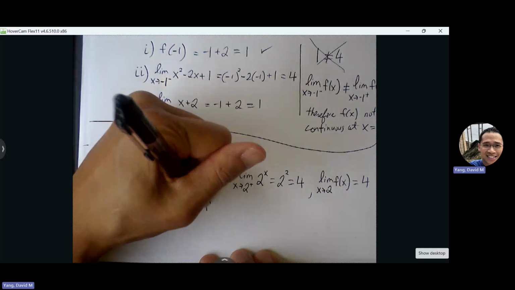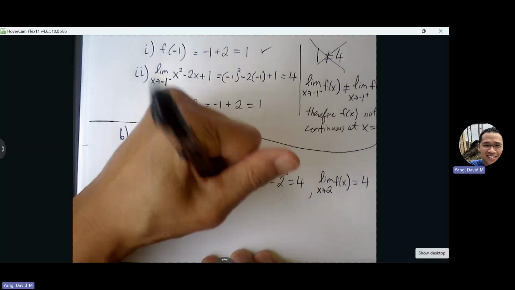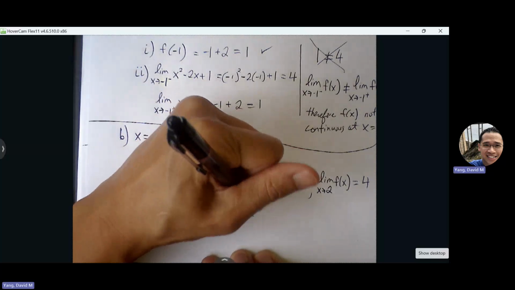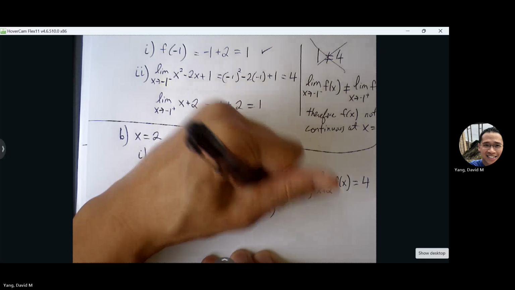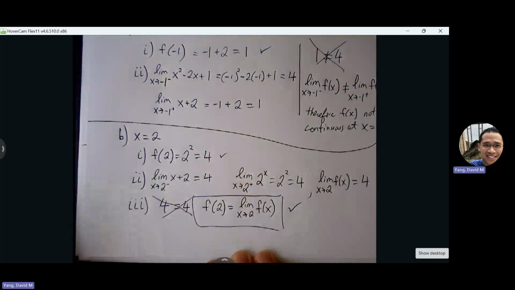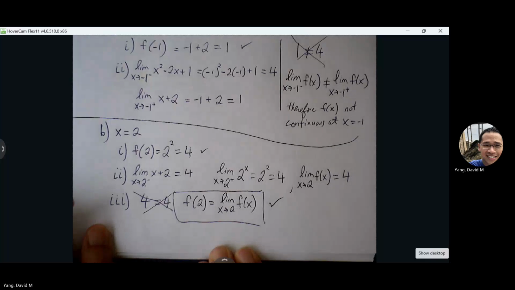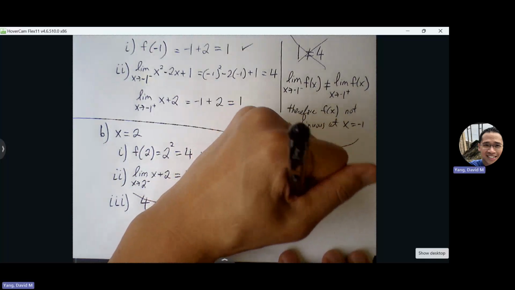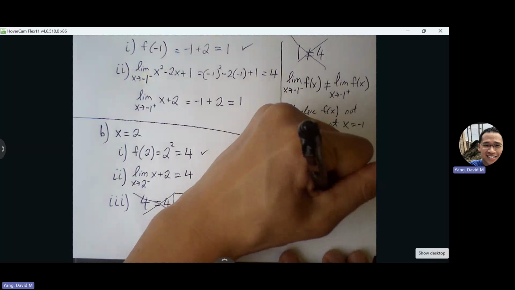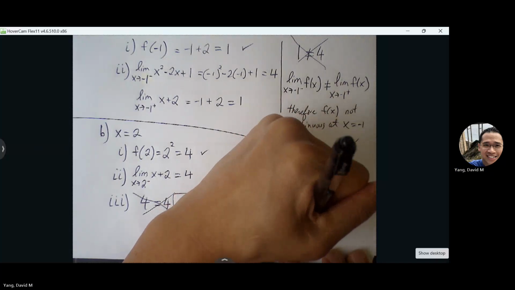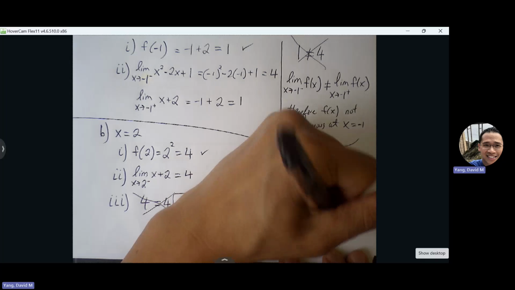I want you to write f of 2 is equal to the limit as x approaches 2 of f of x. This is the way I want you to write it. Because the third condition is true, we can say, therefore, f of x is continuous at x equals 2.